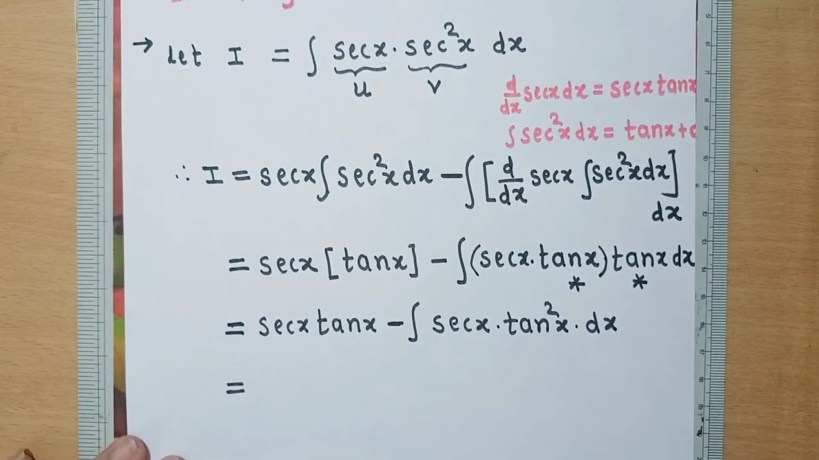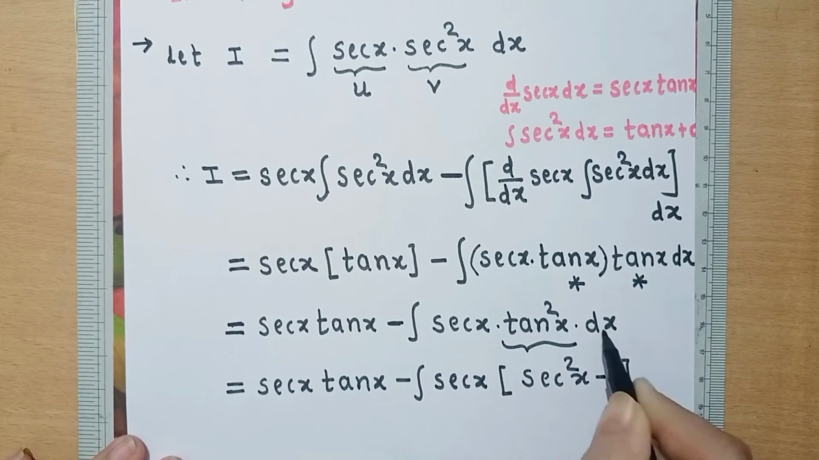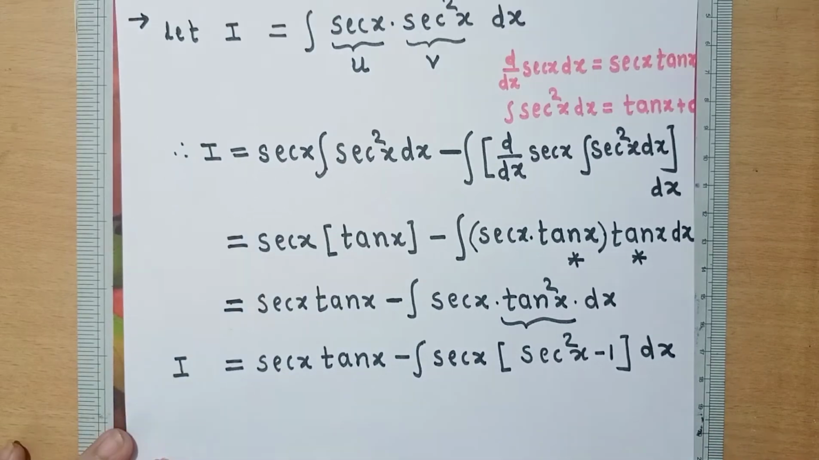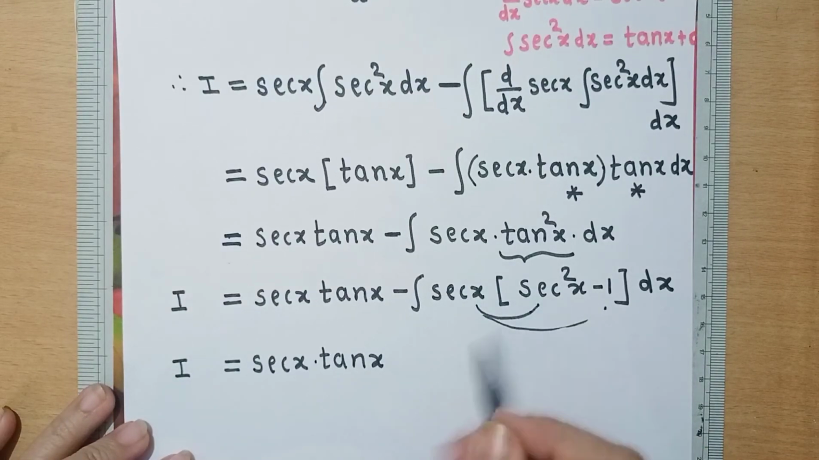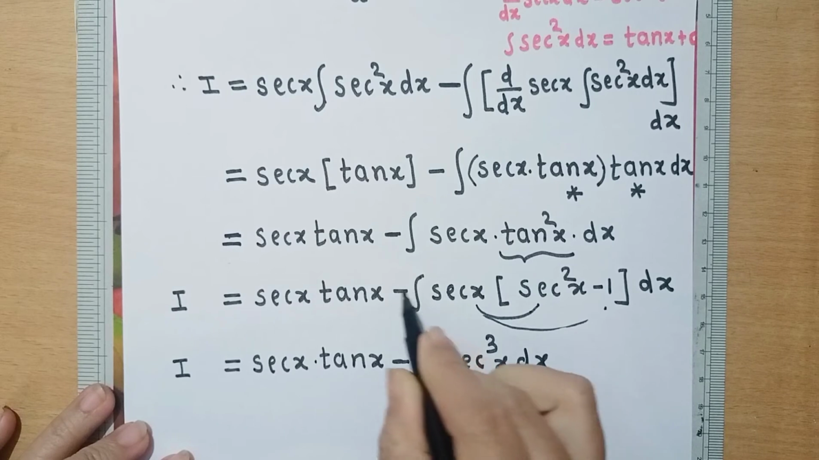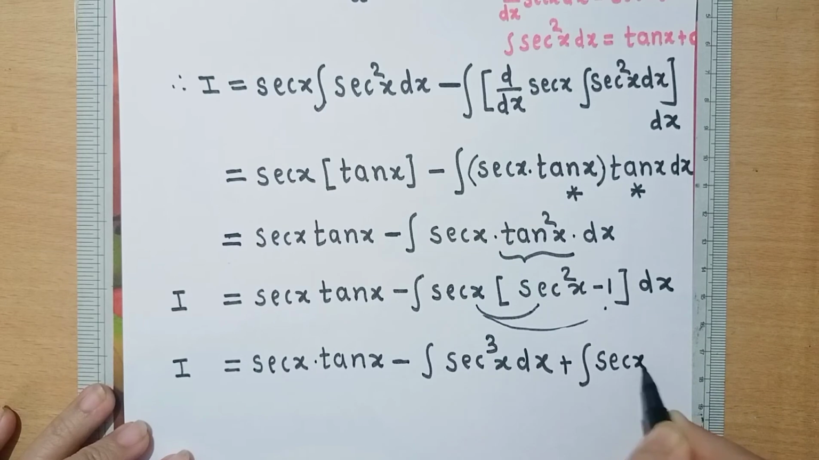And again in the next step, here we will use the identity tan square x equals sec square of x minus 1, and then we will write this dx. Here we will multiply by sec x separately to this and to 1 also. So sec x into sec square means sec cube of x into dx. Again minus minus plus, and sec x into 1 means sec of x into dx. And this is nothing but our given integral, which is I.